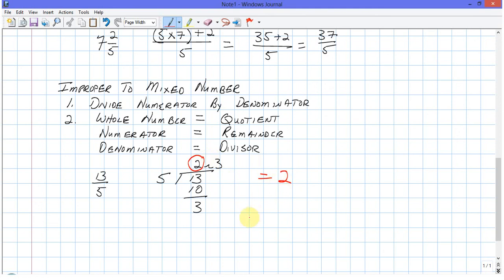We said also that the numerator will be the remainder part. So the 3, that's going to be my numerator. And my denominator will be the original denominator of the problem, which we can see is a 5. And I also use that as the divisor, right? That's the divisor. So my answer is 2 3/5.